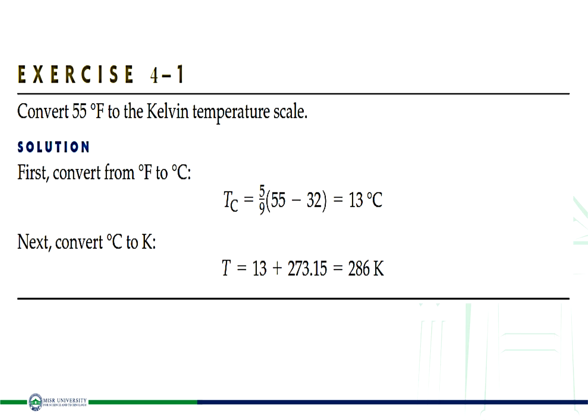Now, for the second step, converting from Celsius to Kelvin. This is simpler, T equals Tc plus 273.15. So, we add our 13 degrees Celsius to 273.15, resulting in 286 Kelvin. This final value of 286 K represents the temperature on the absolute Kelvin scale.